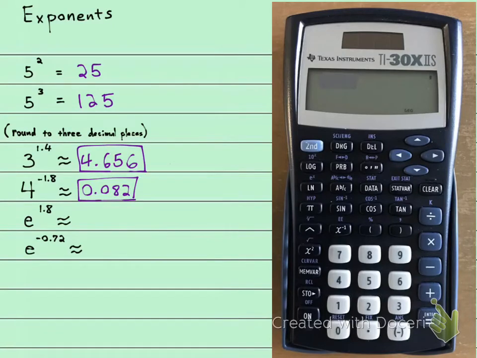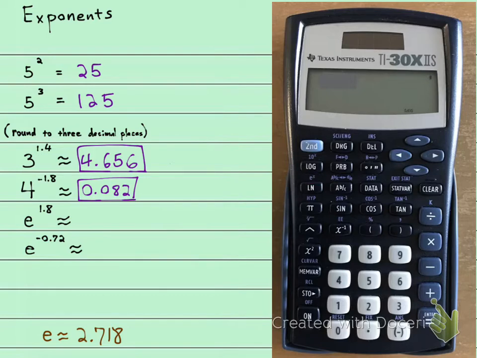So to evaluate these two down here, which I'm going to circle in pink, this is a base of e. Okay, so we see e to the power of 1.8 and e to the power of negative 0.72. All right, now e is just a number. It's approximately 2.718, and we call this the natural base, but I'm just going to call it e. And you have a button for it on your calculator. So if you look over here in the pink, here is e to the power of x.